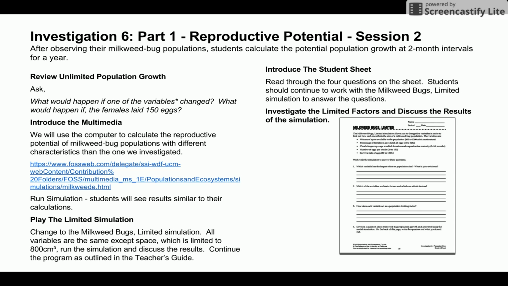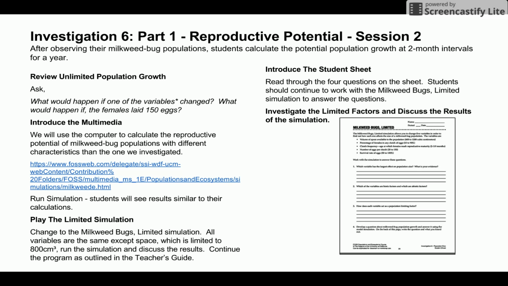You're going to use the computer simulation to calculate the reproductive potential of milkweed bug populations with different characteristics than the one we investigated. See the link below, run the simulations. Students will see that their results were similar to the calculations.